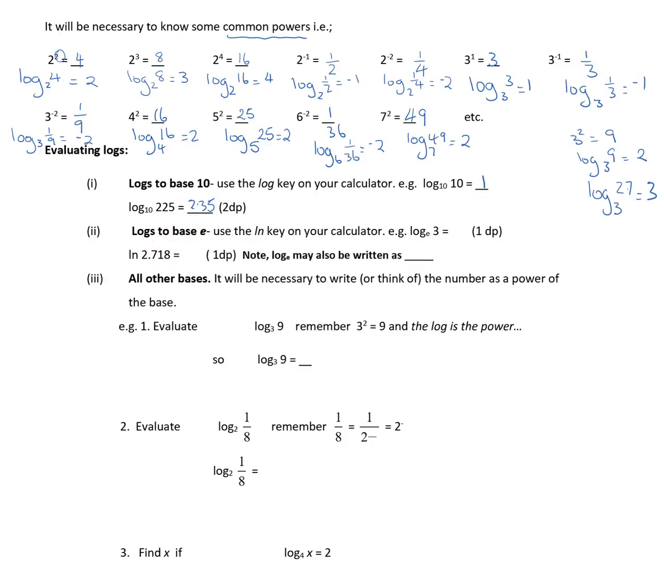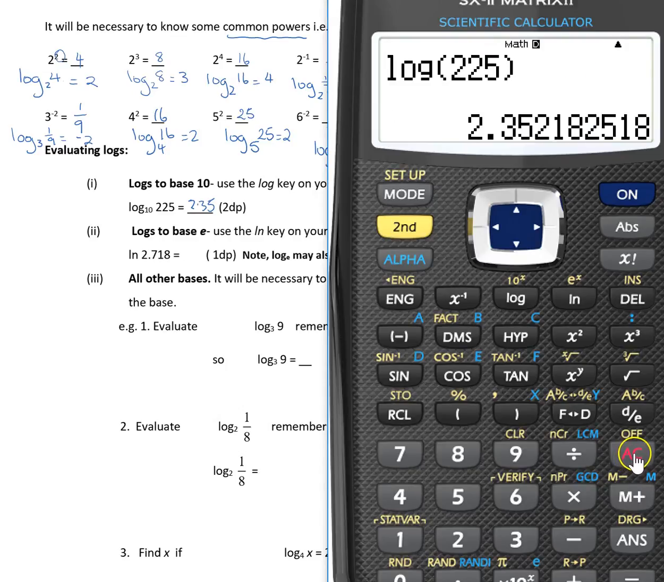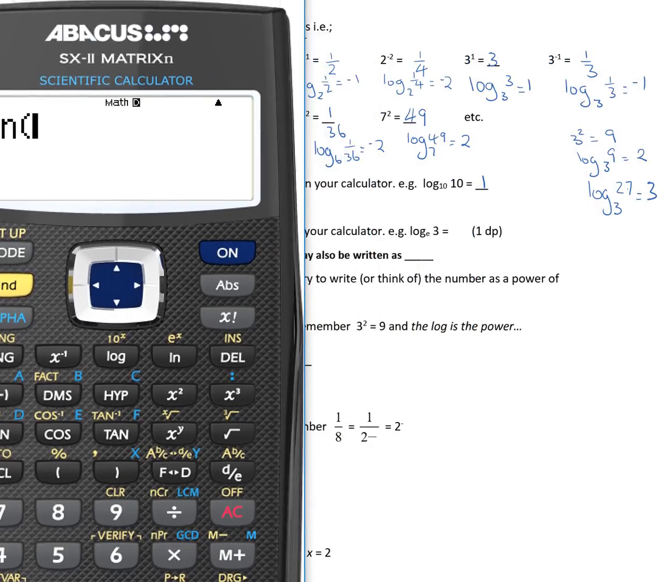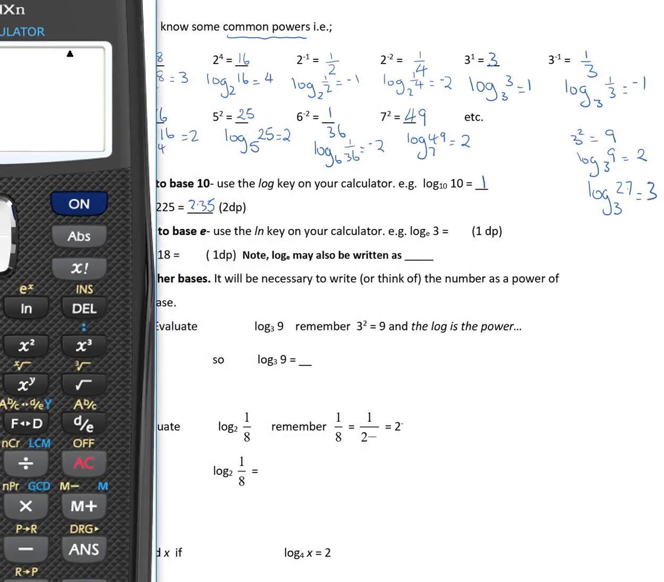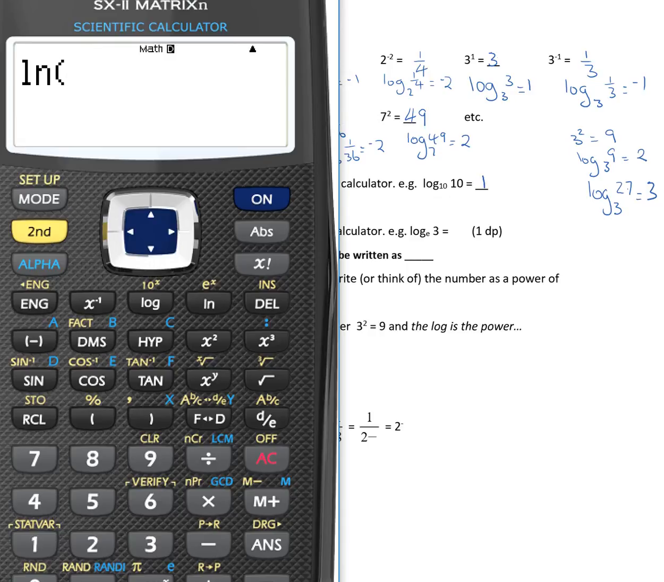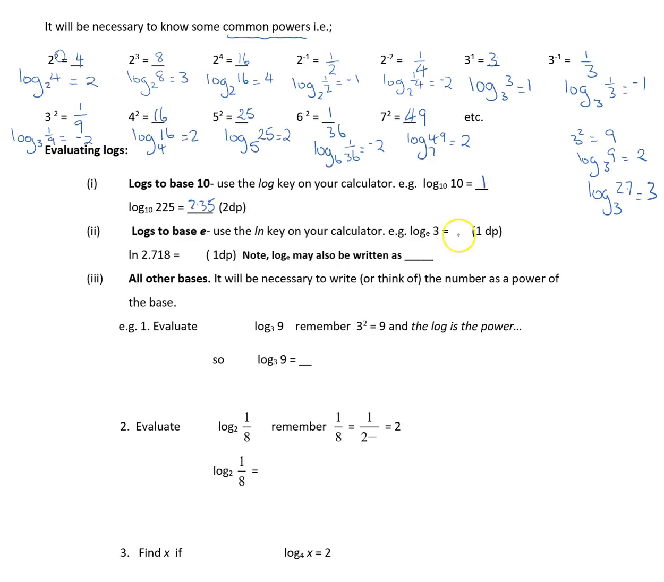Let's have a look at the other log. So clear that. The other log is here, ln. What do we want? The log to base e of the number 3 equals 1.09. Give it to 1 dp, so it's 1.1.